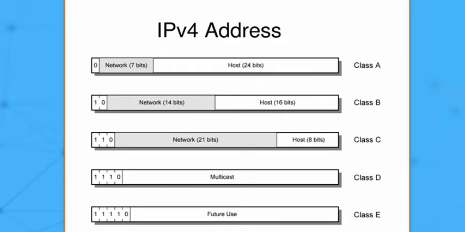In the next sessions, we will be discussing subnet mask, network IDs, broadcast IDs, and how the system identifies the network of a particular IP address.